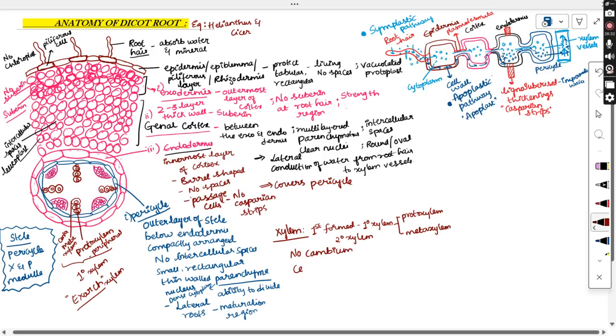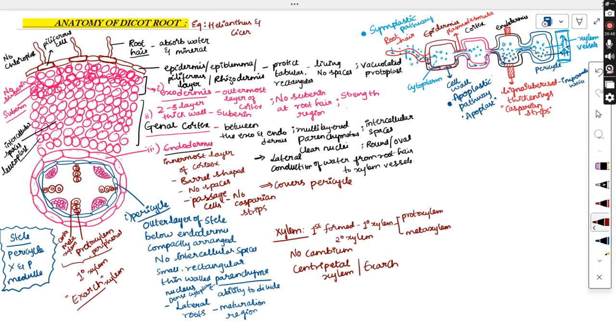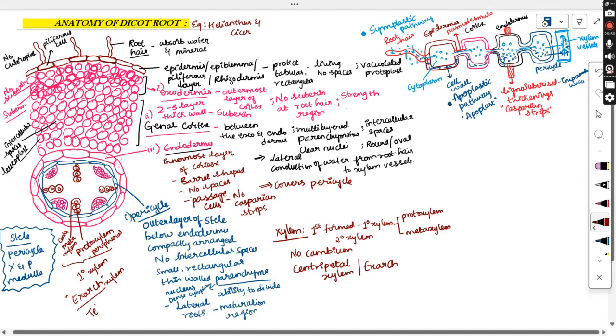And this xylem arrangement is called centripetal type of arrangement, or all the xylem is arranged in centripetal manner in the exarch condition. And you can see the 4 strands of xylem here. That's why this xylem is also called tetrarch. As the 4 strands of this xylem are arranged, that's why we are calling it a tetrarch type of xylem, which means 4 strands of xylem alternate with 4 strands of phloem.